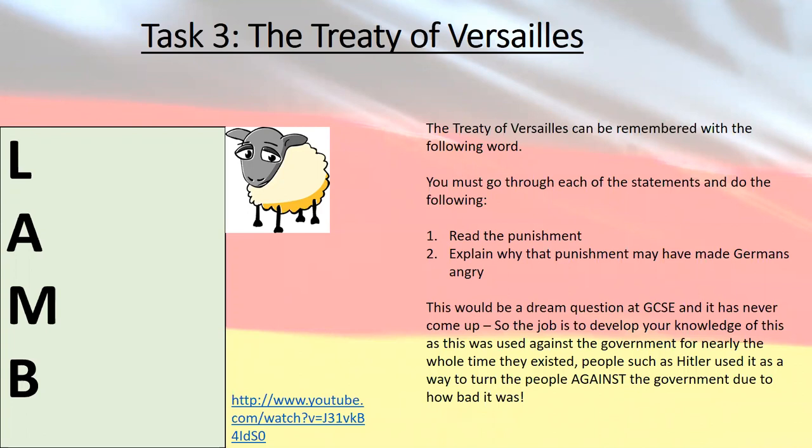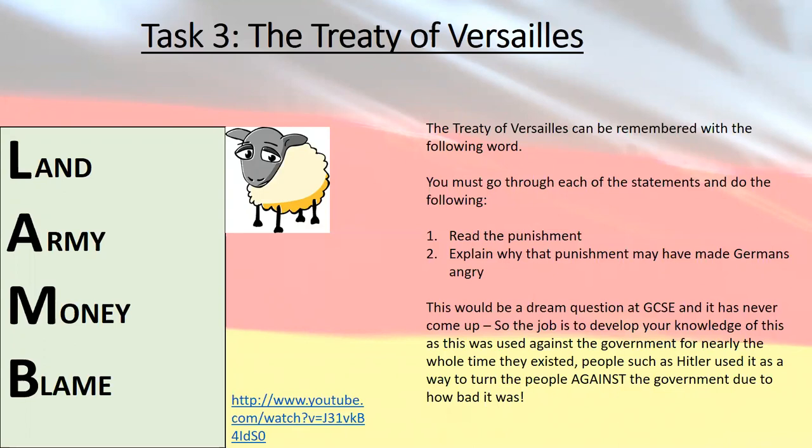Now, the Treaty of Versailles would be a question that I would describe as a dream in the GCSE. Okay? The way to remember the Treaty of Versailles is one word: land. Why? Germany lost land. They also lost a big percentage of their army. They had to pay lots of money, and they had to accept all of the blame.